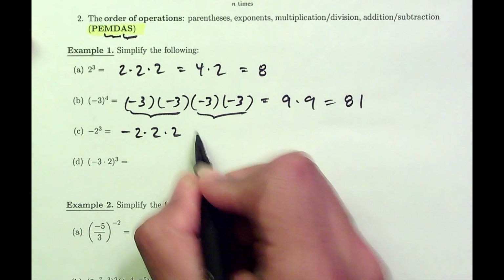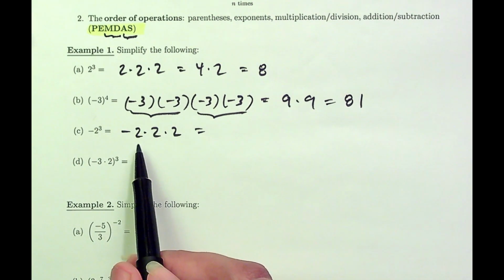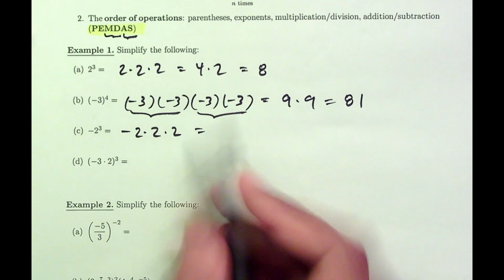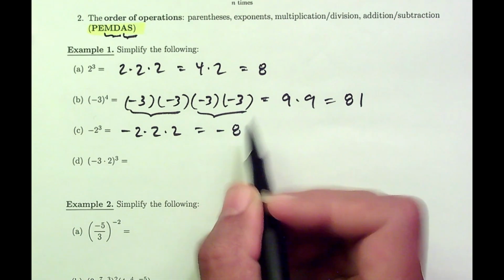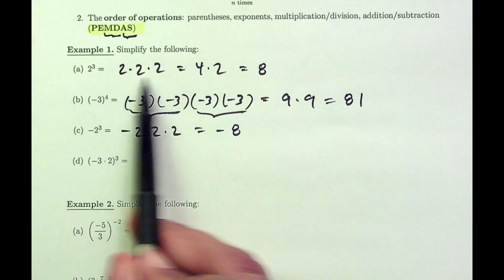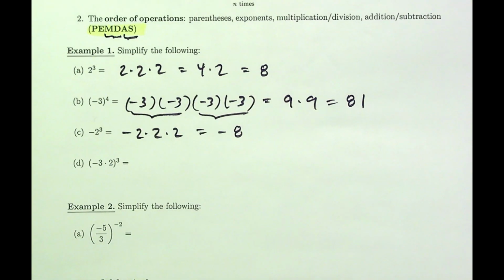All right, and then you do this, and you're going to get negative 8. Because 2 times 2 times 2 we already did at the top here, that's 8, and then you have the negative.